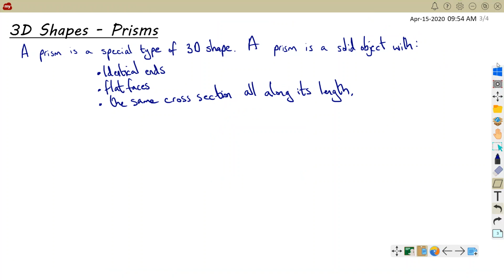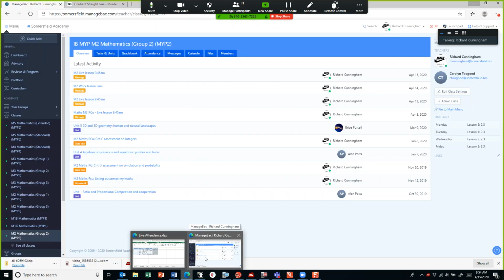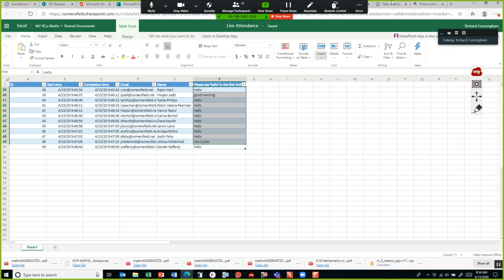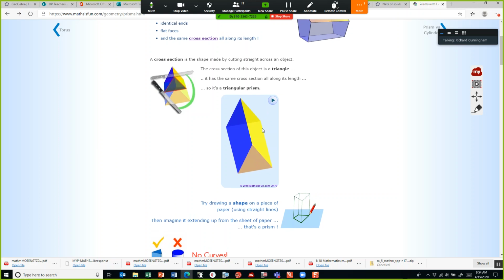I will be able to show you different examples of prisms. Okay, so here is a triangular prism. So this is kind of like what Josh was mentioning. It's like a tent. If you imagine, this would be how you get into the tent. And we said it has to have flat faces. Everything on this 3D shape is flat. It has to have identical ends, and it does.